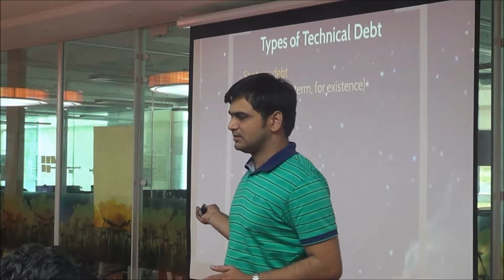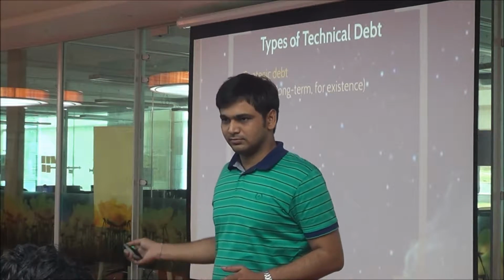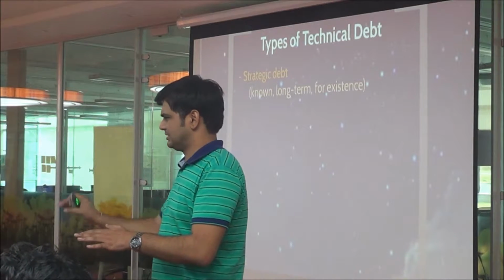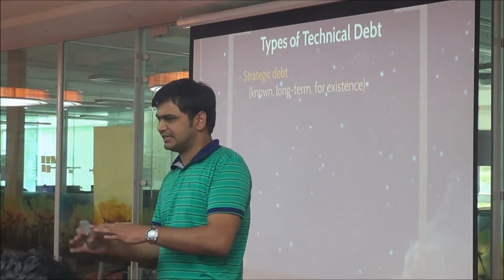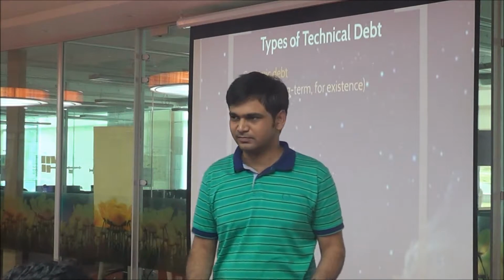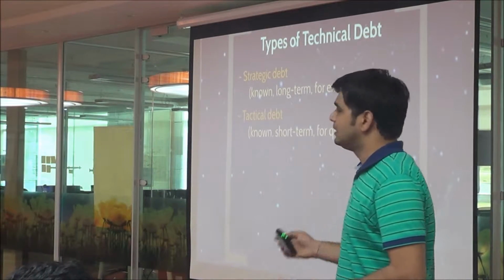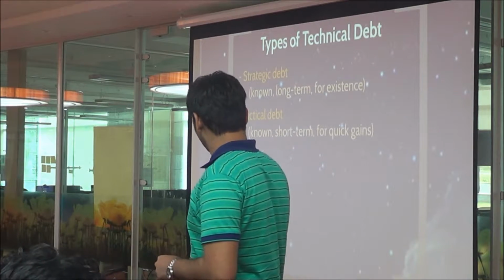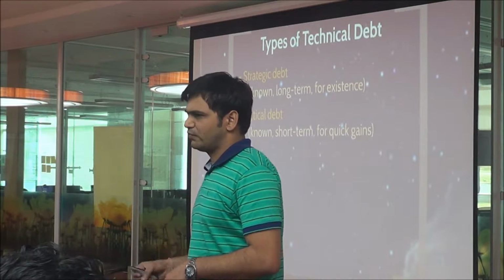Mostly it's for long term and it's known. So they are knowingly doing it. They know that it's not a perfect solution and it's not the optimized solution, but let's do it because we want to roll out first. Okay, that's the first type. Second is tactical debt. It's also known, but it's short term for quick gains.